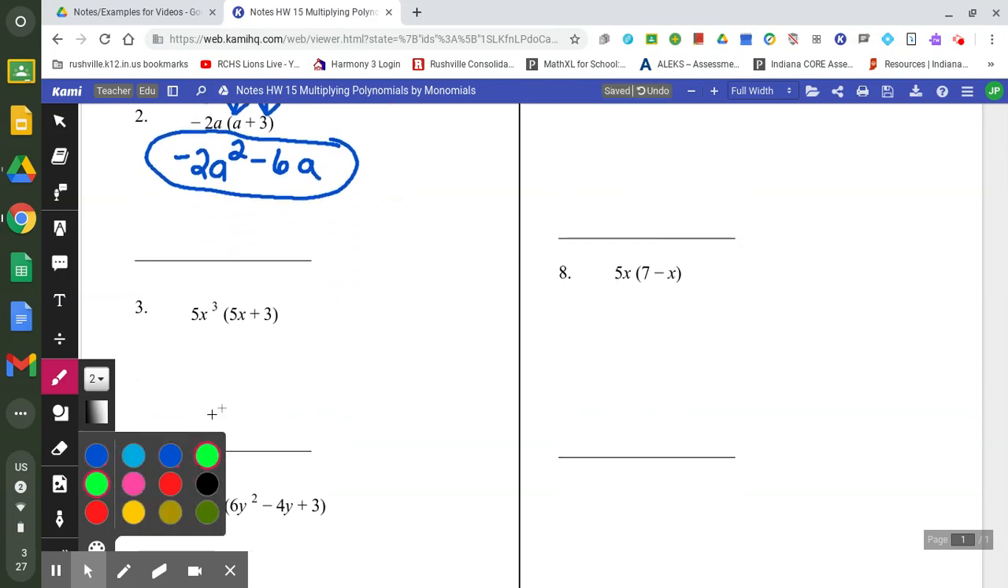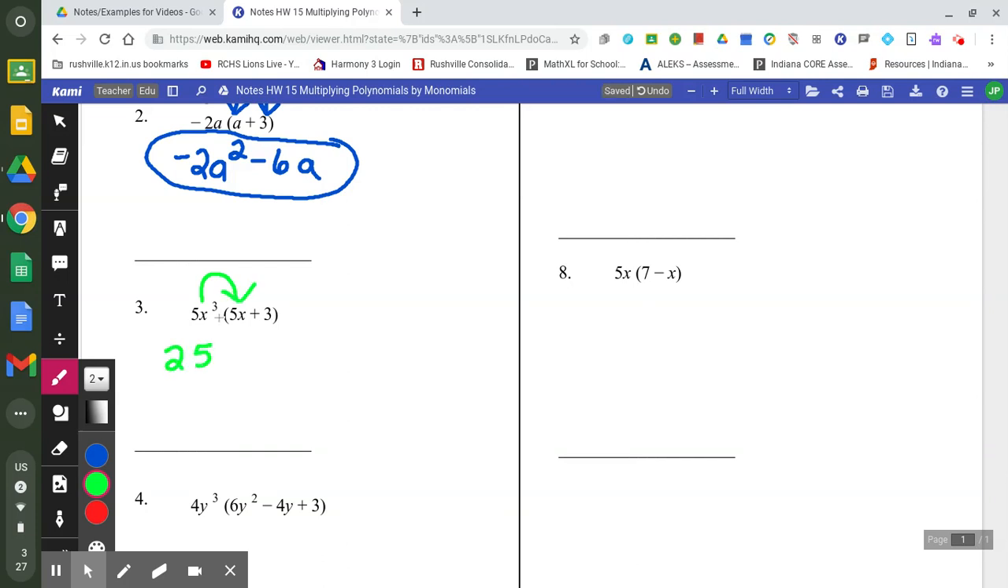Number 3, 5x cubed times 5x. So 5 times 5 is 25. And then the x to the third times the x is x to the fourth. And then 5x squared times 3. So I multiply the 5 times 3, get plus 15. And then x to the third.